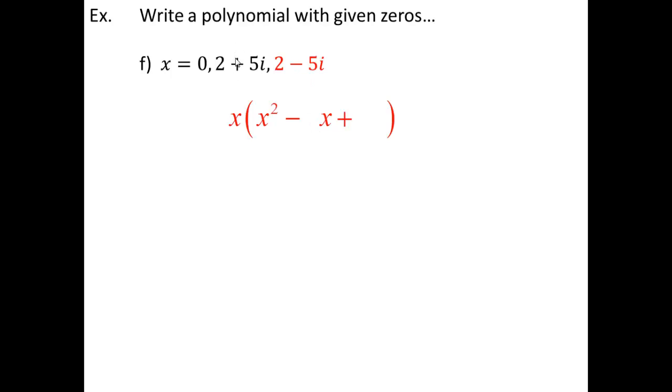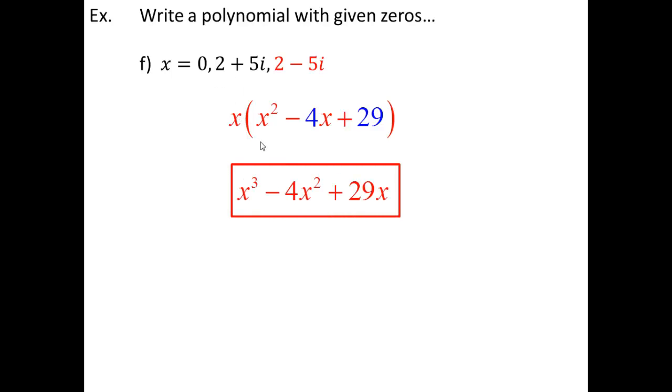When I add 2 plus 5i and 2 minus 5i, the 5i's cancel out. 2 plus 2 is 4. Plus the product, remember to get the product, it's just a squared plus b squared. a is 2, b is 5. So 2 squared plus 5 squared, in other words 4 plus 25, gives you 29. So much quicker than actually setting up my linear factors and multiplying it all out, I can go straight to my quadratic factor. x squared minus the sum plus the product works every single time. Distribute the x and I have my answer.